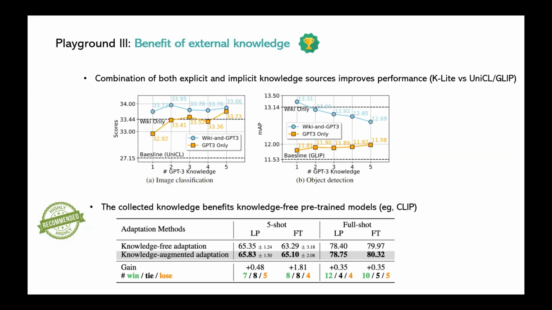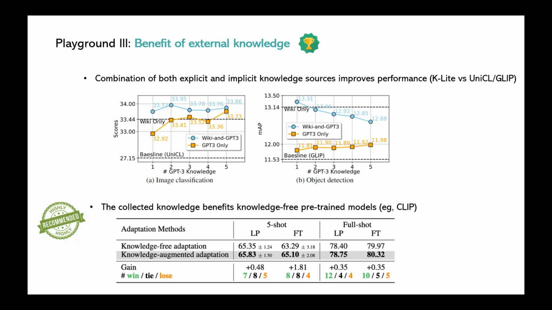The last playground is to study the benefit of external knowledge in an open-domain setting. In general, the knowledge can be viewed as a new type of language prompting technique. Let me illustrate this in two cases. The first one is using a language-augmented pre-training method, such as K-Lite. We observe that adding Wiktionary and GPT-3 knowledge can actually improve the performance.